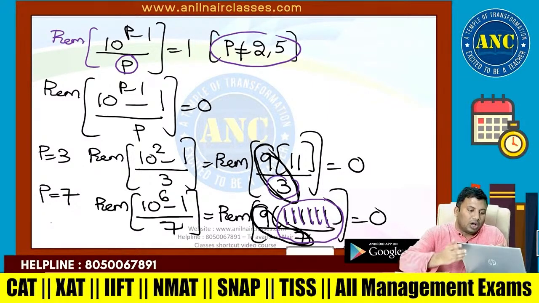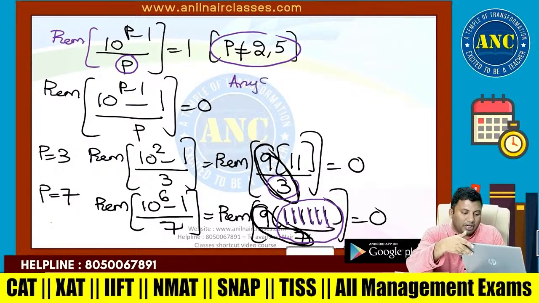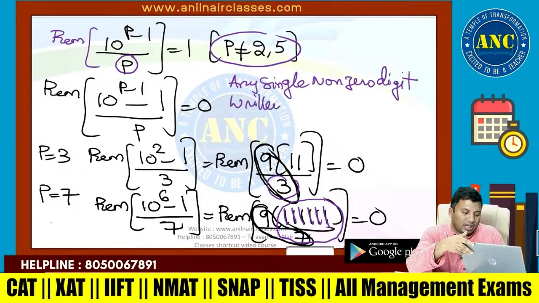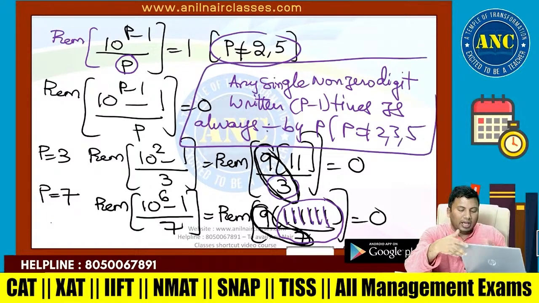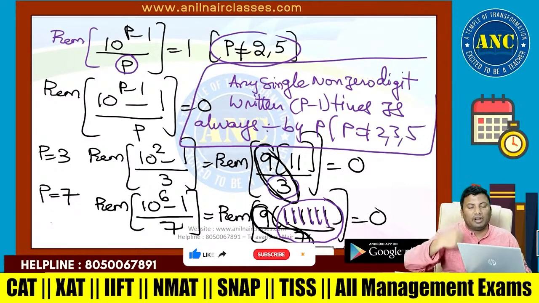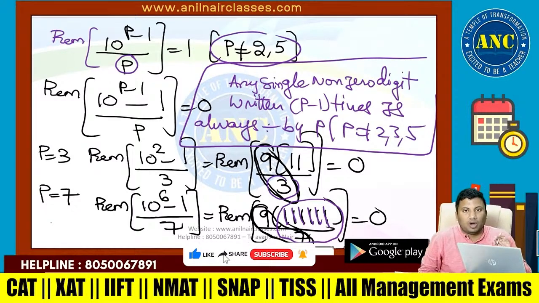Any single non-zero digit, extremely important point, sir. Any single non-zero digit written P minus 1 times is always divisible by P if P is not equivalent to 2, 3 and 5. Please write down. Any single non-zero digit written P minus 1 times is always divisible by P. P is 2, 3, 5.